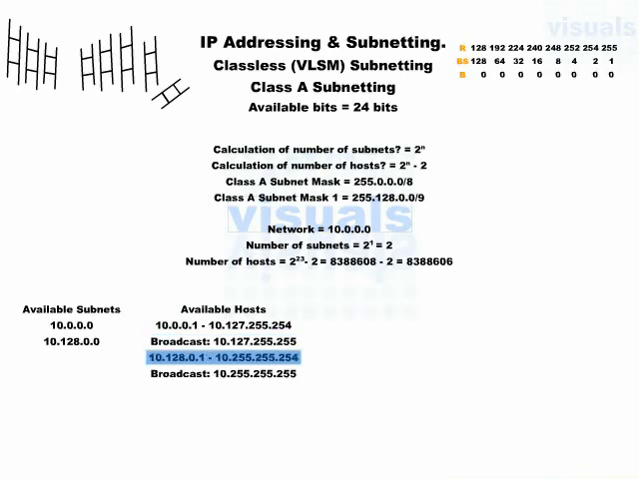So valid hosts are from 10.128.0.1 to 10.255.255.254, and broadcast address is 10.255.255.255. Now let's move towards another example of class A subnetting.